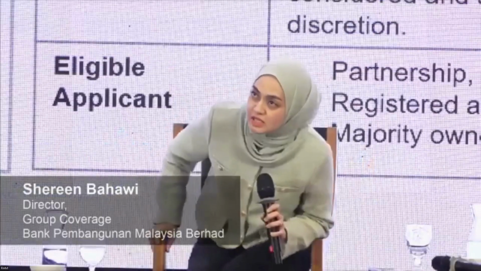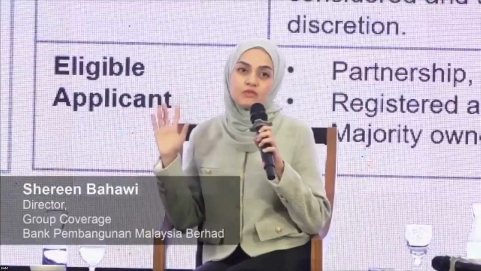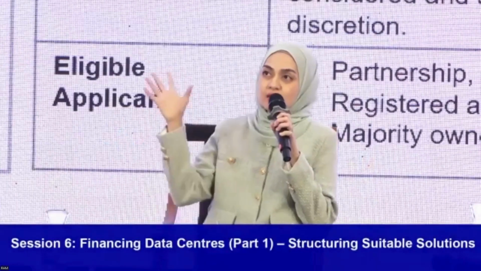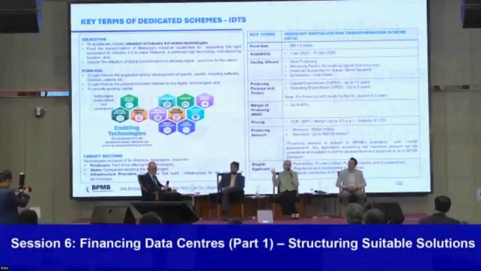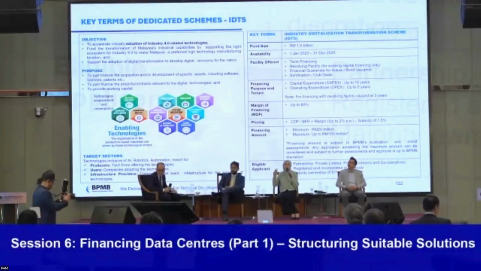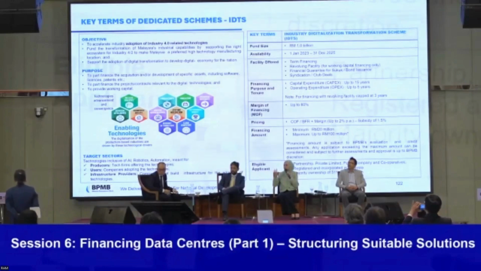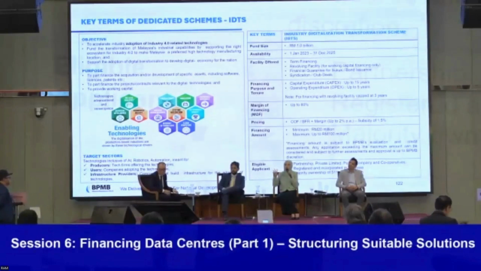Okay, so this is just one of the schemes that we have, which is called the Industry Digitalization Transformation Scheme. The amount, 1 billion, can be very subjective. It can be high for some and low for others. But we have a total scheme of 6.7 billion where we give a subsidy of 1.5%. So we do cover sustainability, Madani, and any other projects that basically contribute to national development.